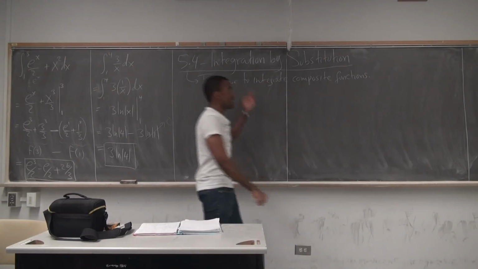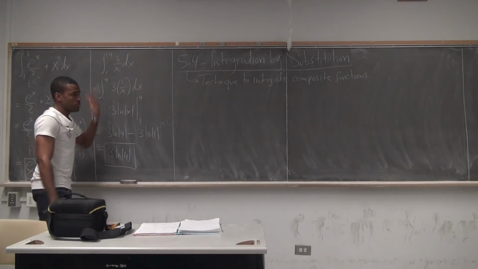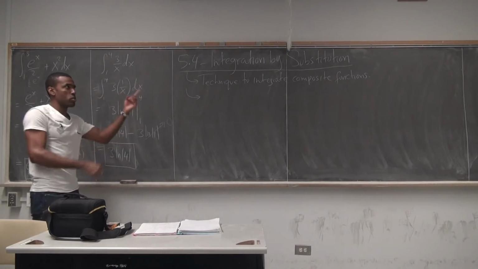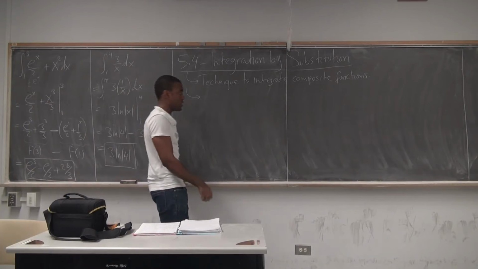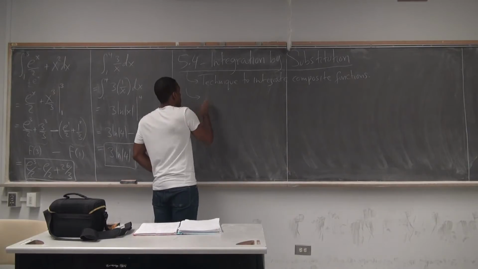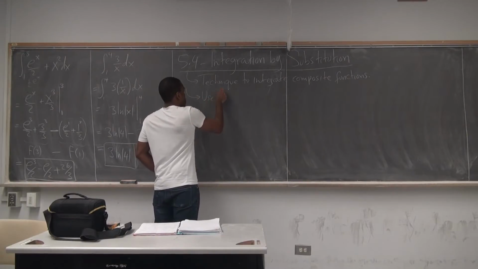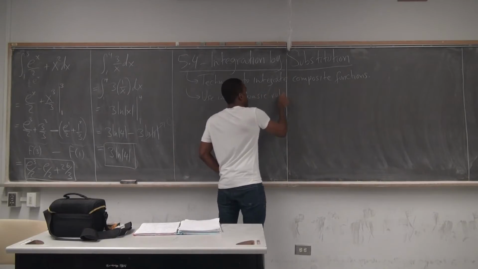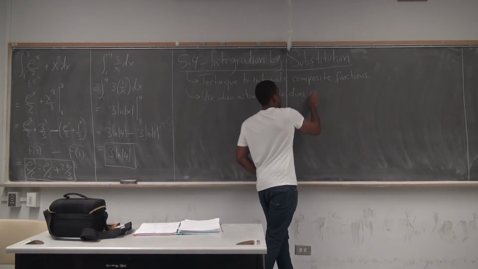Basically, this is the integral analog to the chain rule. So if you have a function inside of a function, you're going to want to think of integration by substitution to do it, if a basic rule won't work. Use when a basic rule does not apply.